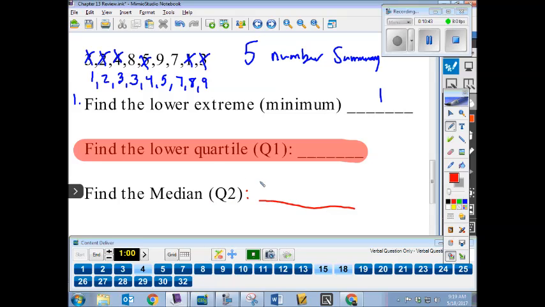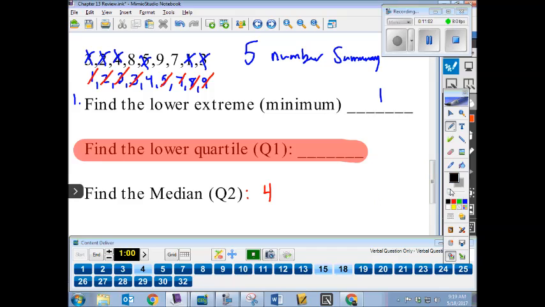Remember, I kind of gave it to you in a weird order, because realistically, you have to find the median before you can find the lower quartile, right? So cross off the smallest, the biggest, the smallest, the biggest, and so on. There we found our median, which is 4.